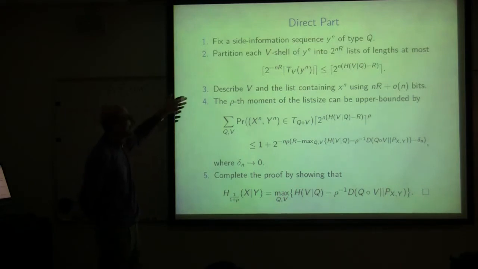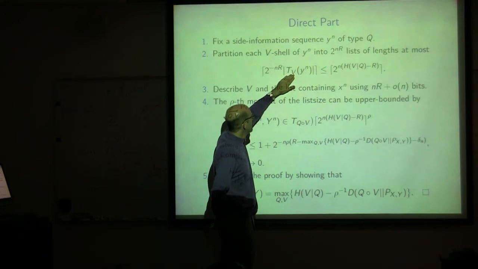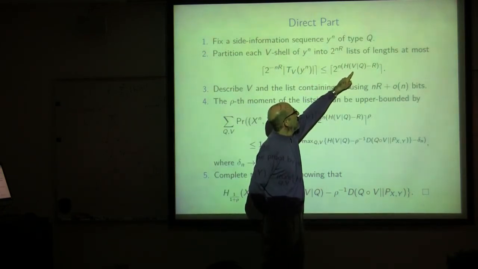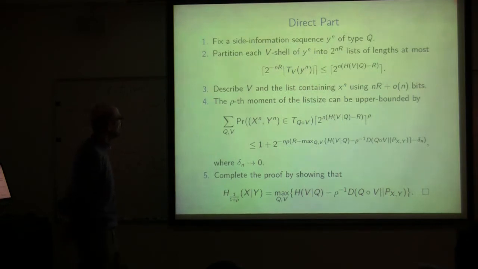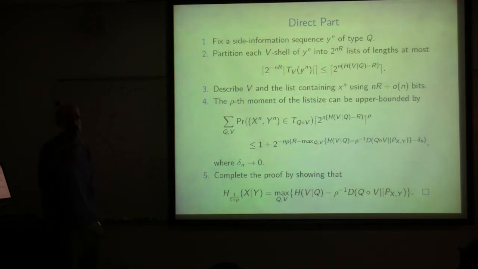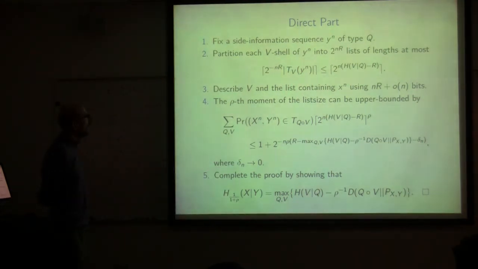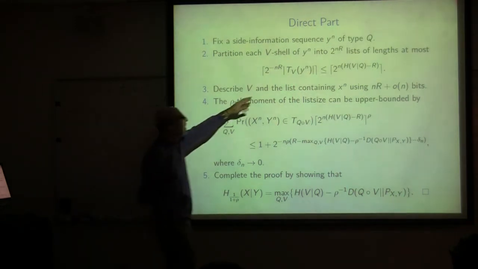We partition this V-shell into 2^(nR) subsets that are roughly the size of the number of sequences in the shell divided by 2^(nR). The number of sequences that have conditional V-shell V given y^n is roughly 2^(nH(V|Q)), and so this is the size of each of the subsets of the V-shell that we're dealing with. Now, what we do is we describe first the V, or the conditional type of x^n given y^n. Because there's a polynomial number of conditional types, this is not going to cost us asymptotically anything linear in block length n. And to describe the sequence, we describe the V-shell that contains it with negligible overhead, and then we describe the subset of the V-shell that actually contains it.